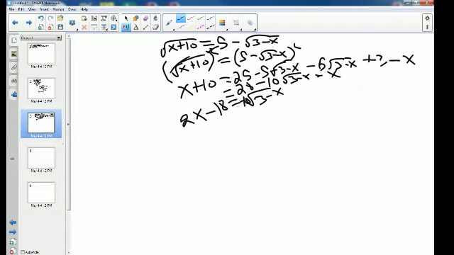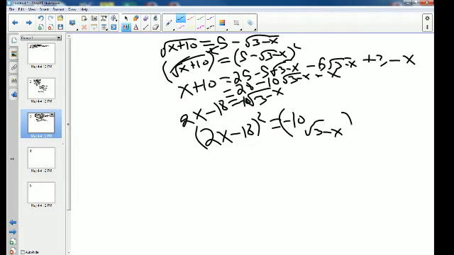From here you have to get rid of the radical again. It's tedious and repetitive. So this becomes 2x minus 18 squared equals negative 10 times the square root of 3 minus x, squared. It's doing the thing again. So this side you FOIL simply. It'll become 4x squared minus 72x plus 324.